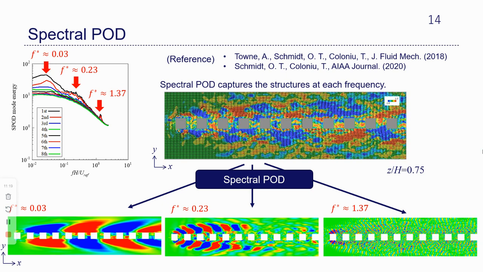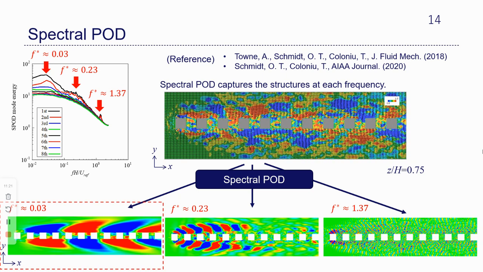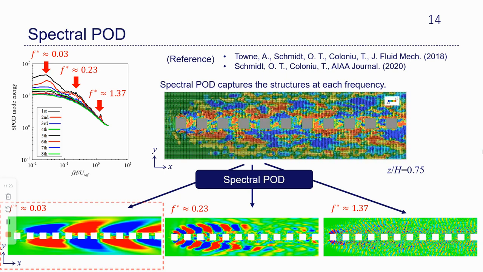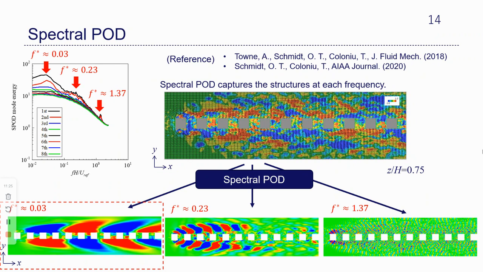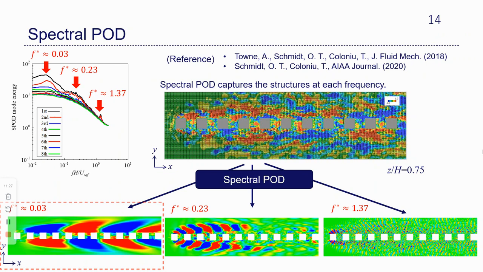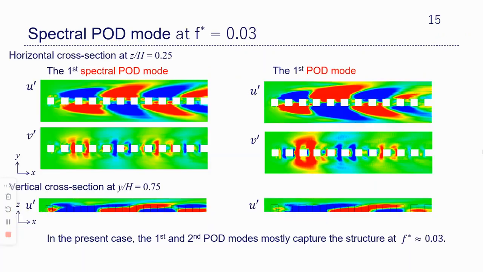In this study, I focus on large-scale turbulent motion, so I will show the spectral POD mode at this frequency. Here is the spectral POD mode at this frequency. So I will show the first mode. As you can see, the first SPOD mode is quite similar to a POD mode. So in the present case, the first and second POD modes mostly capture the structure at this frequency.